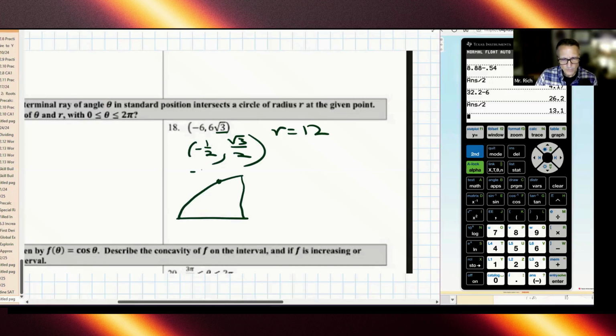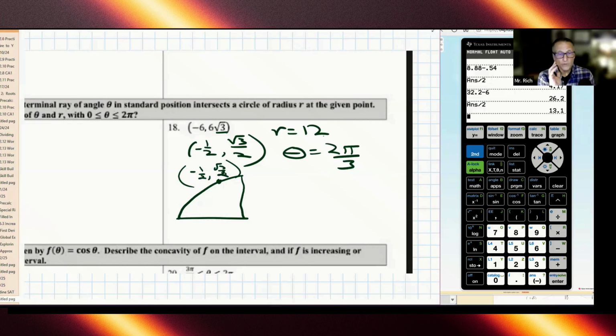This is the point that hopefully you have memorized, or have some sort of a scheme by which you know what the ordered pairs are within the quadrants of the unit circle. So that's the point there. And I know what that angle is. That angle is 2 pi over 3. Okay. So that's the easiest way to do those, Reagan.